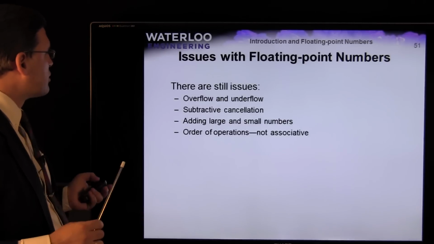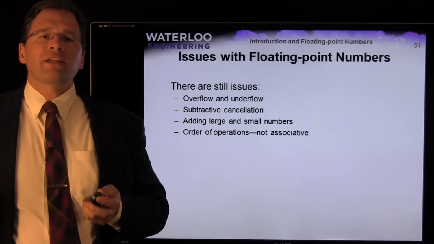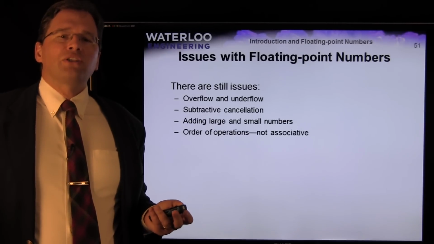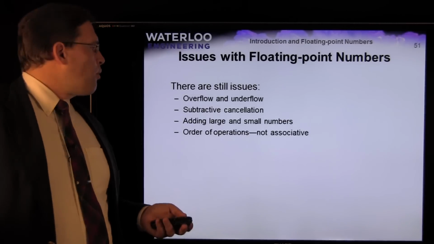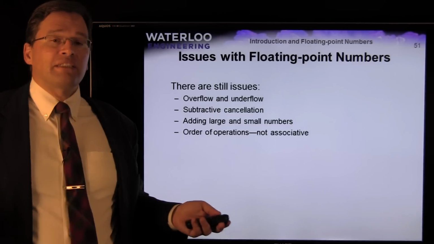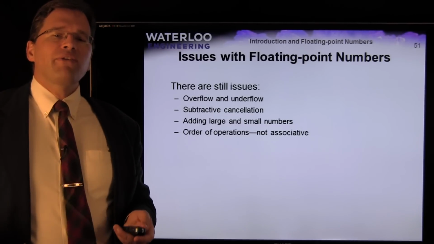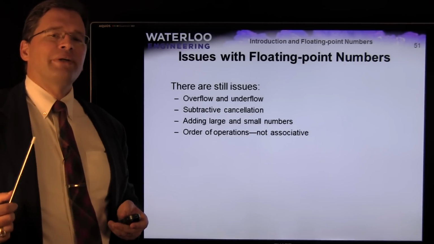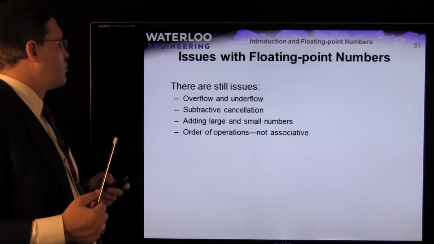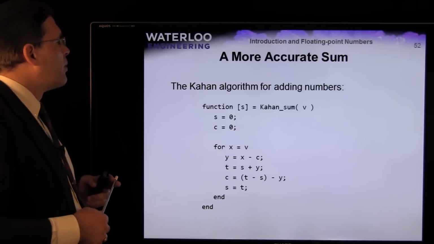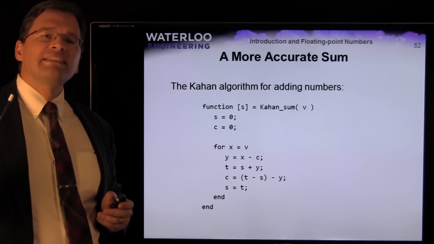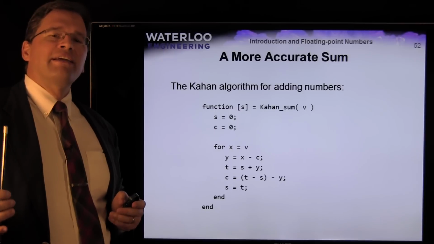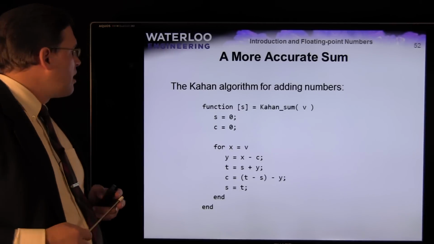Now, there are still issues. Underflow and overflow, subtractive cancellation, adding large numbers and small numbers, the order of how you perform operations because it's no longer associative. All of these have to be taken into account when we're creating algorithms for numerical methods. We're going to look at only one here, and that is the Kahan algorithm for adding a sequence of numbers.